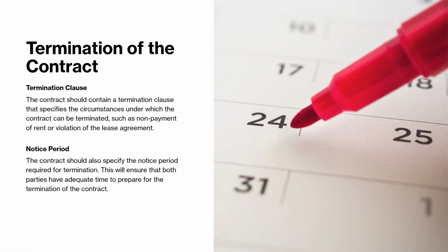Termination of the contract. Termination clause. The contract should contain a termination clause that specifies the circumstances under which the contract can be terminated, such as non-payment of rent or violation of the lease agreement. Notice period. The contract should also specify the notice period required for termination. This will ensure that both parties have adequate time to prepare for the termination of the contract.